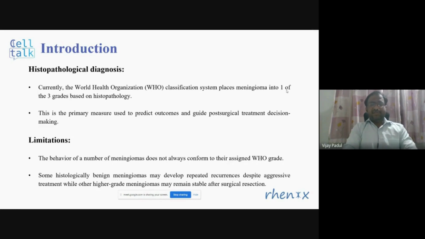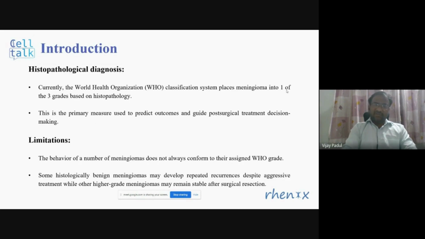Now this particular classification, the World Health Organization classification, has its limitations. The limitation is that the behavior of meningioma tumors does not always conform to the assigned WHO grade. Grade 1 are more benign and as you move forward on the grading scale, it becomes more aggressive. But the clinical behavior of meningioma does not conform to this generalized idea. Grade 1 tumors might show aggressive development and also may show recurrence. But some of the grade 3, which are aggressive, may remain indolent and may not grow at all.